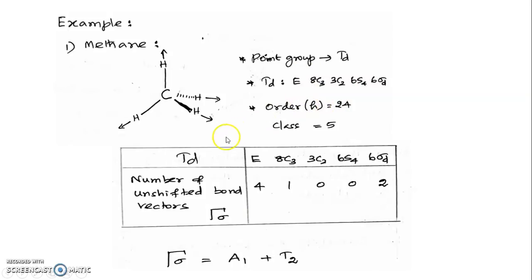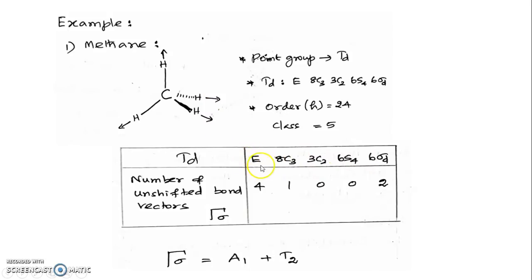Now listen to what I am going to do. In each bond you fix a vector. These are called bond vectors. So I am going to use these bond vectors as basis. What you have to do is find out the number of unshifted bond vectors by carrying out these operations on the molecule.